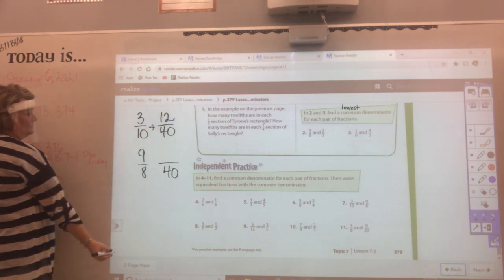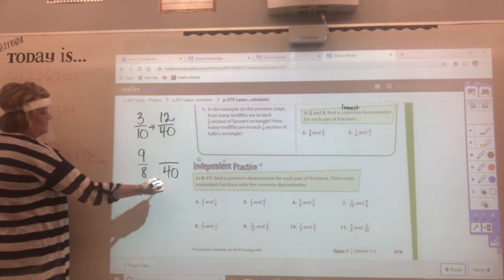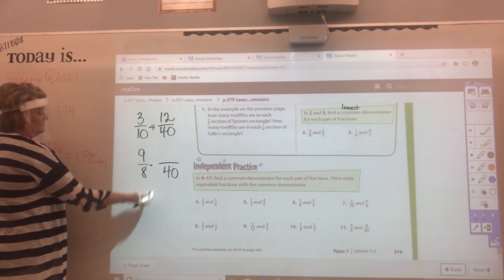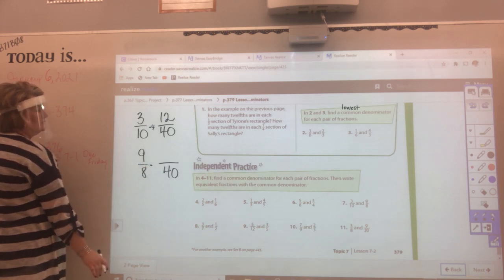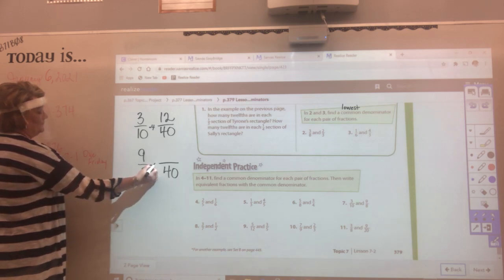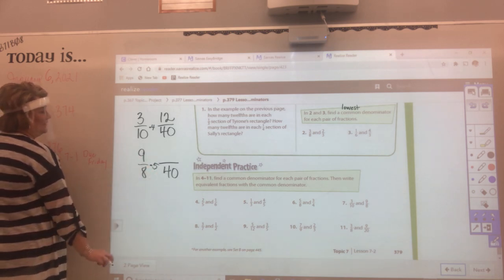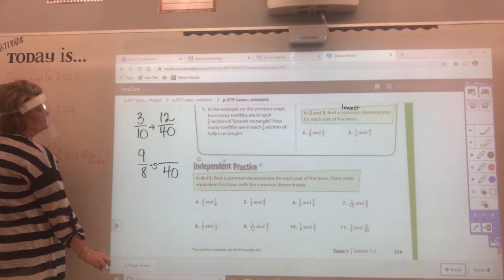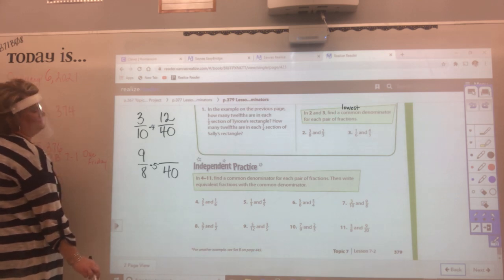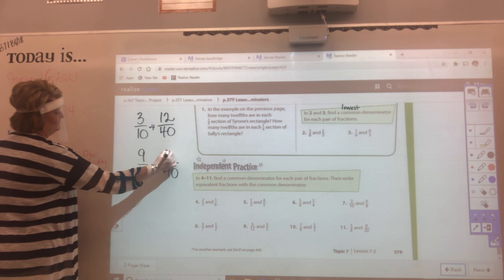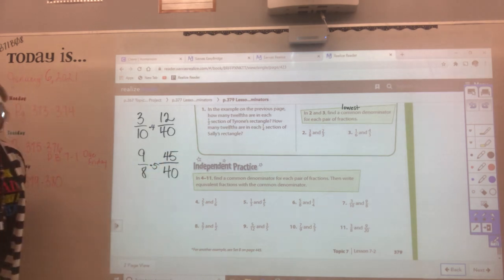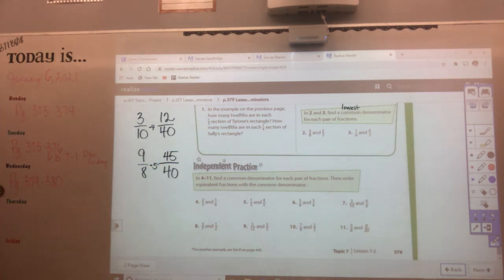Now we're on the bottom. How do we go from 8 to 40? What do we multiply by? 8 times what is 40? Help her. 5. So now we have to multiply the top times 5. What's 9 times 5? 45. 12 40ths and 45 40ths.